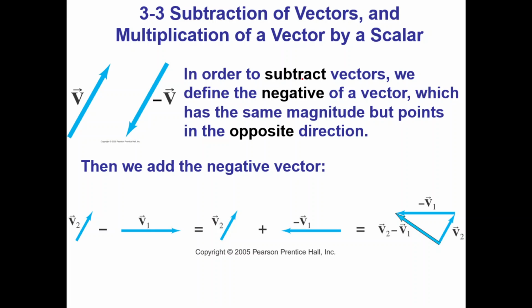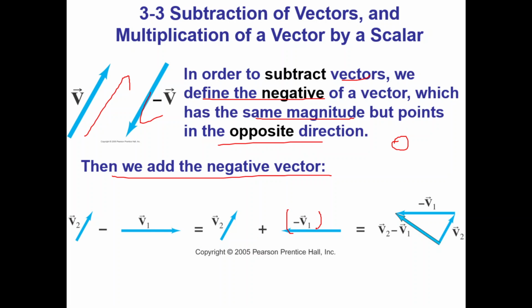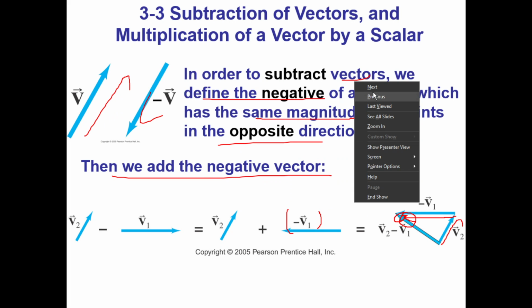In order to subtract vectors, we must define the negative of the vector, which has the same magnitude but points in the opposite direction. V minus V gives us 0 here. Then we add the negative vector: V2 minus V1 is equal to V2 plus the negative vector V1, and that gives us this. V2 minus V1, this would be the result.